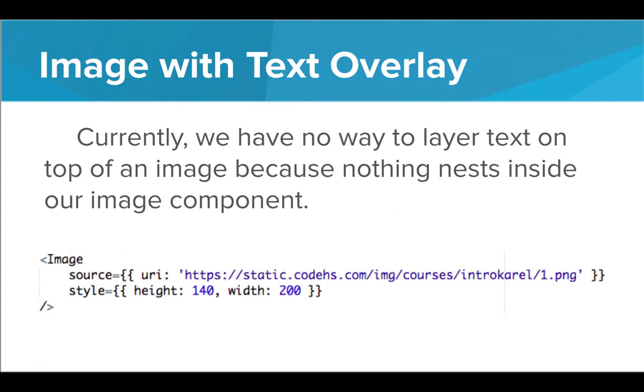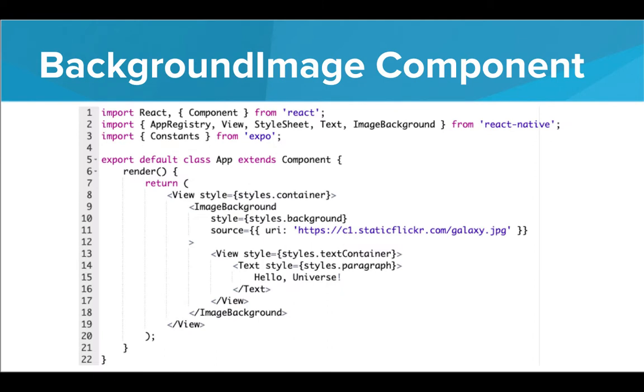With our current image component, that is not possible because we don't nest anything inside this component. In order to achieve this, we'll need to introduce a new type of component. The background image component allows us to nest other components inside of it, giving us the ability to layer text on top of an image. Let's take a closer look at how this component is used in the editor.